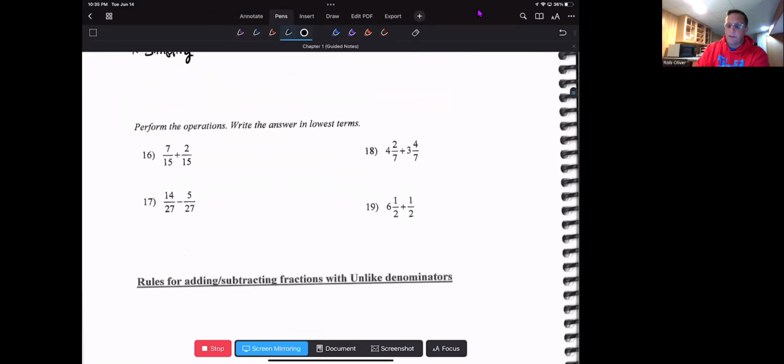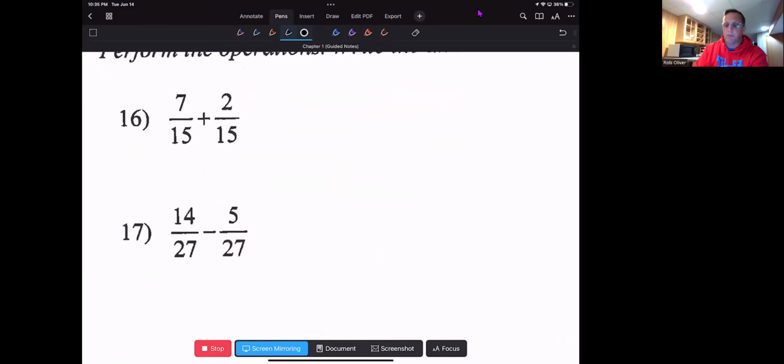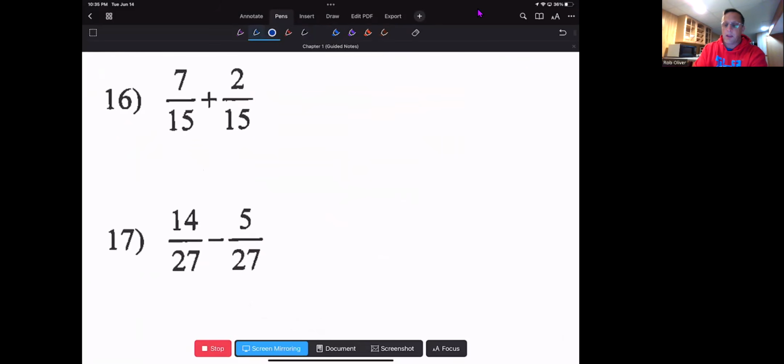All right, let's dive into our first examples. These are pretty simple to start off with. All we're going to do is add those numerators. That's it. 7 plus 2. And that's all you have to do. 7 plus 2 is 72, right? No, it's not 72. It's 9. 9 over 15. And we just leave the denominators the way they are.